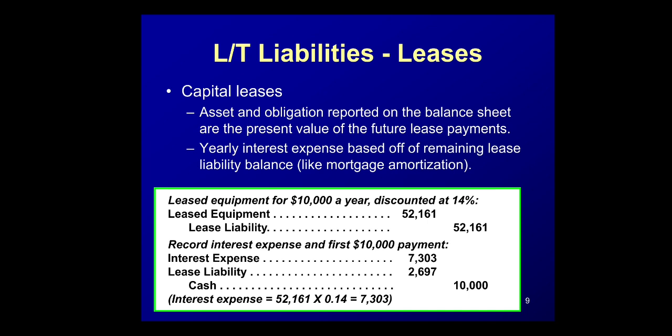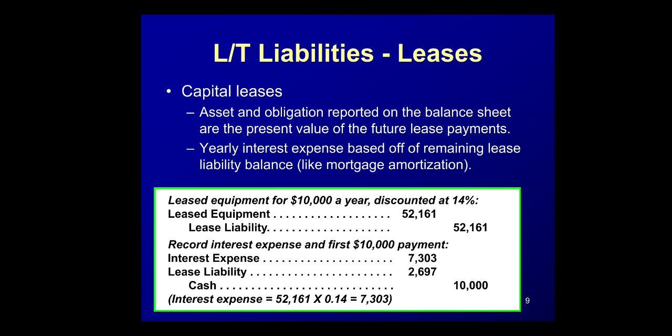So here you can see again. For example here, a business leases equipment for 10,000 a year, discounted at 14%. So you have to record the equipment like the business owns the equipment. So you have to debit the lease equipment and then credit lease liability. So every time the business makes the lease payment, you have to record like the one that you can see in the white box there.